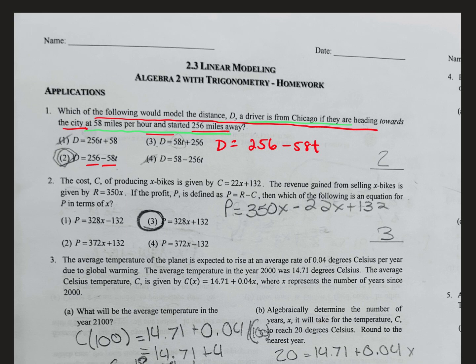Bikes is 2 times 2 equals R minus C, so P equals your R, 350x minus C. Be careful here, you have to subtract the entire C, which means you're going to have to distribute that negative, which would be 350x minus 22x minus 132. So this part you got correct. It looks like that's the 328x, but you've got to distribute that negative sign. So you want the minus 132 on that.